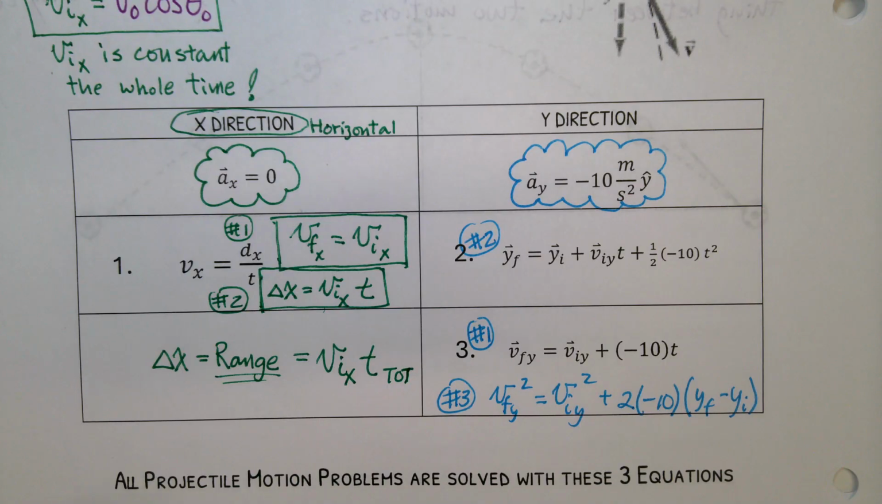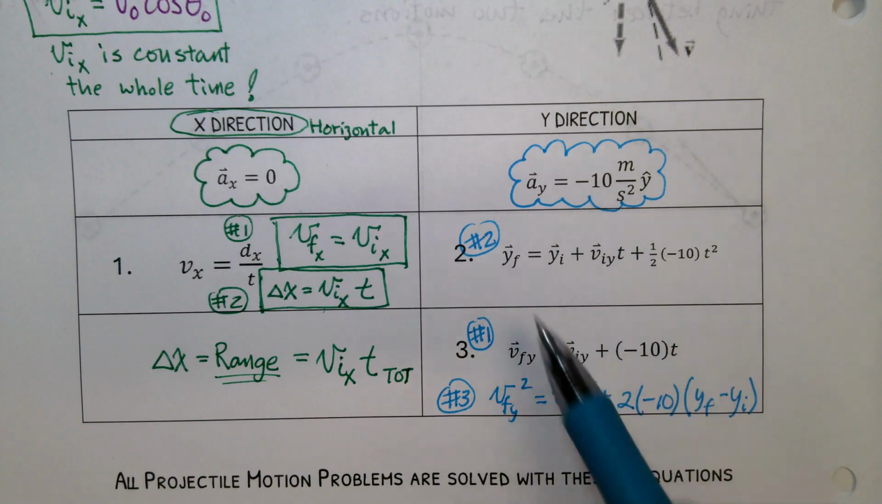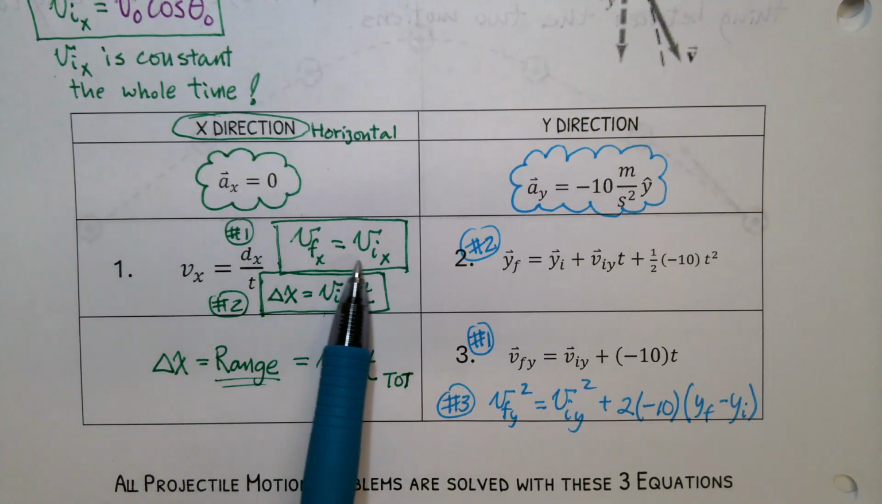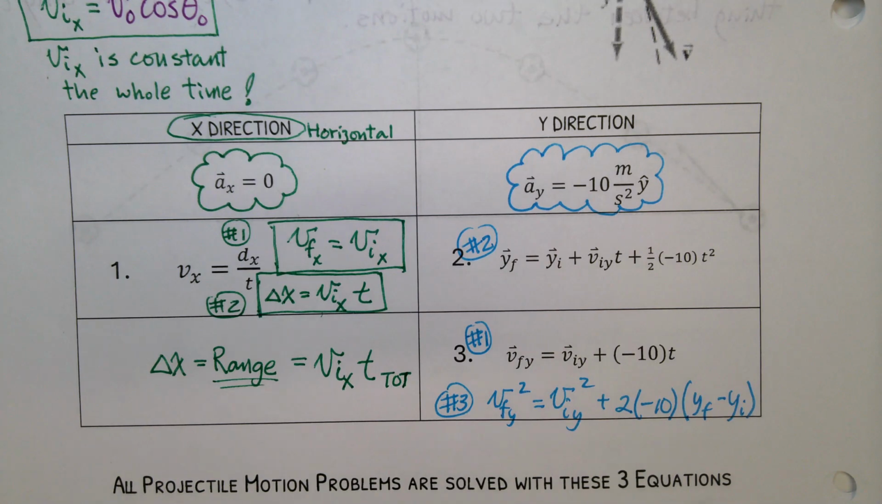So you can use these 3 equations here to solve a lot of things. Then once you know those, you can use that to here. So most likely you could solve time using the y direction and use that time to figure out the range, because you already know what the velocity is at any time in the x direction. Okay?